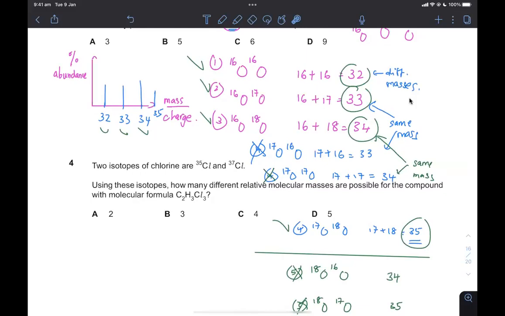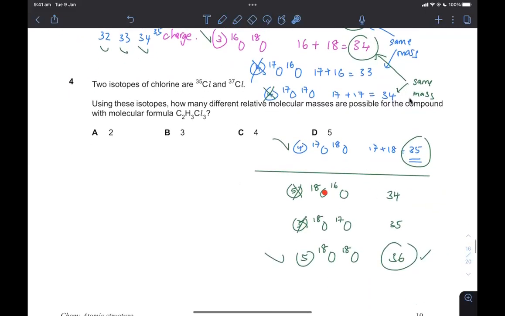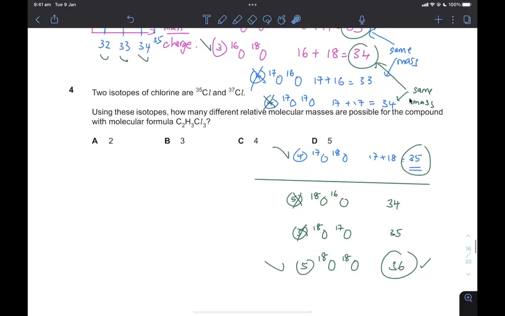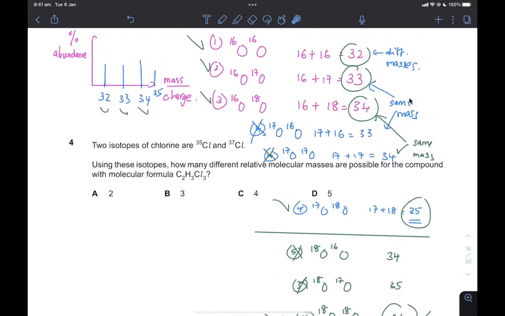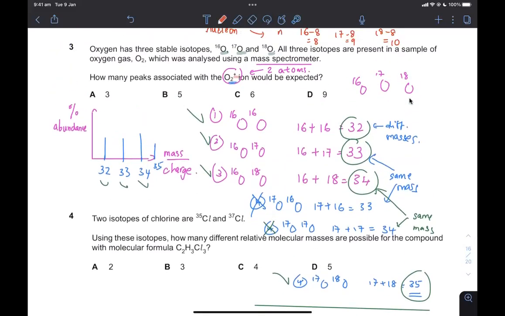17-17 and 16-18 are two different molecules resulting from two different isotope combinations, but they have the same total mass. When you do the math with your calculator, 34 and 34 will produce just one peak at 34. Similarly, you can go on to oxygen-18: 18-16, 18-17, 18-18. Altogether, the different masses are 36, 35, 34, 33, 32. That's why you get 5 different peaks for molecules containing 2 oxygen atoms.